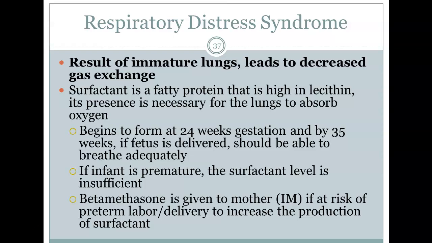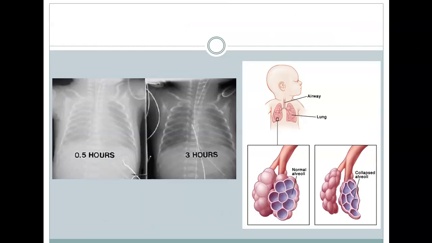So we talked earlier that one of the things we can do, especially with a delivery that we think is imminent or unstoppable, is give betamethasone, which is that steroid, to mom in an IM injection to increase the production of surfactant to the baby. And this is just a picture of an x-ray of a baby who's starting to have respiratory distress syndrome, and this is just another drawing of normal alveoli versus the collapsed alveoli.